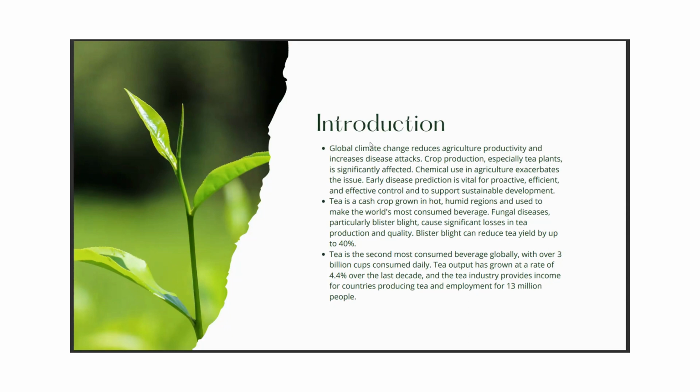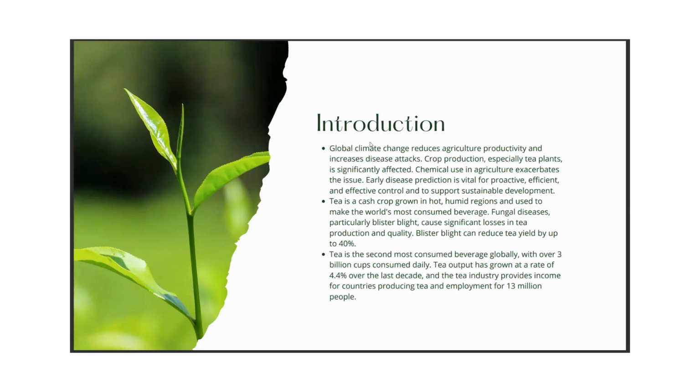However, there is a type of fungus called blister blight that can make it difficult to grow healthy tea plants. This disease can cause the tea yields to be much lower, sometimes up to 40% lower than what they should be.